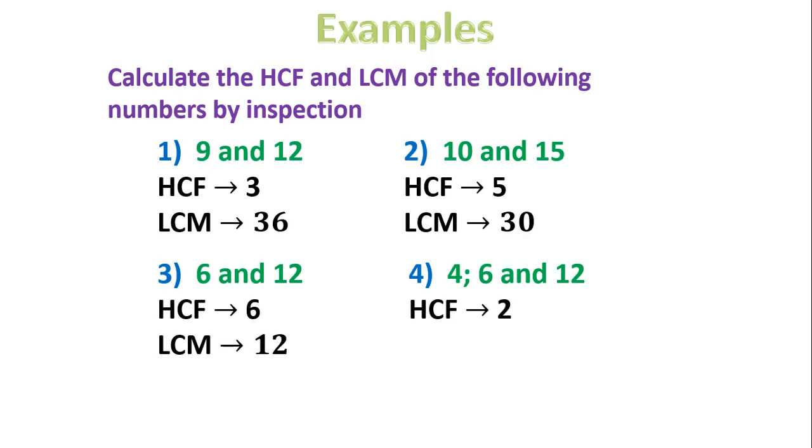Then for my lowest common multiple, what is the lowest number that all 3 of those numbers will divide into? So we take our highest of the numbers, which is 12, and we ask, does 4 go into 12? Yes it does. Does 6 go into 12? Yes it does. Does 12 go into 12? Yeah, it does. And so my lowest common multiple is actually 12. And that's by inspection. We don't have to show any working.